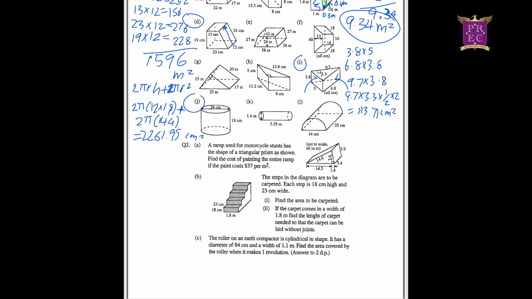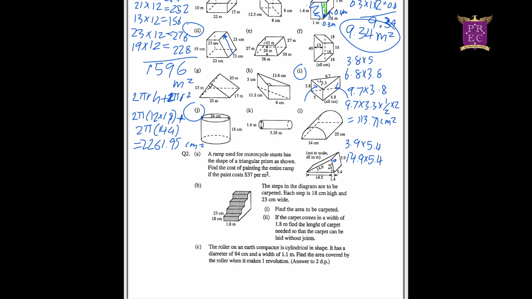Okay. First, what do we have to do? We need to find out what the distinct sides are. We've got this side over here, which would be 3.9 times 5.4. We've got the actual ramp side, which is 14.9 times 5.4. And what else do we have?